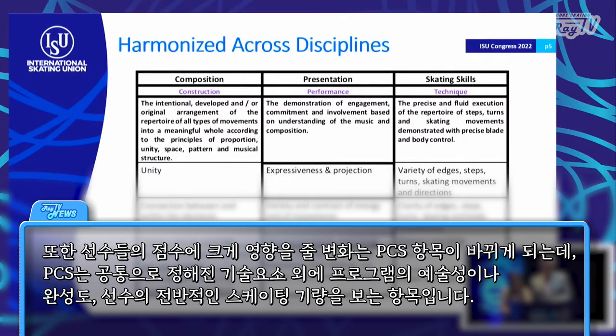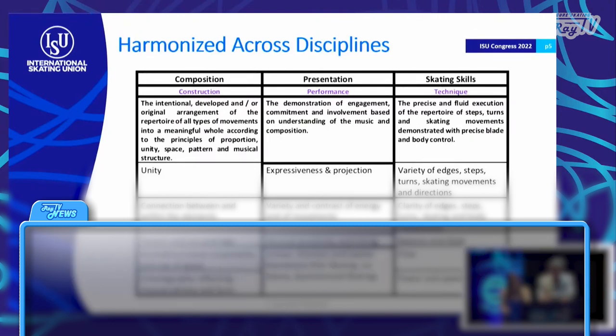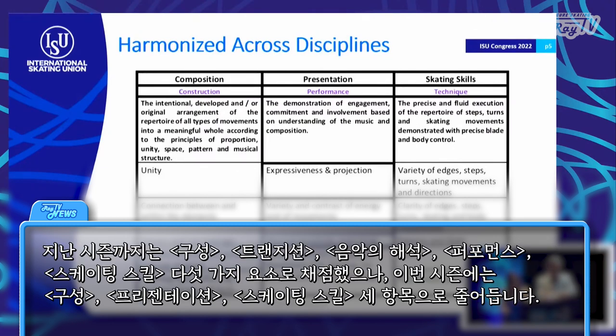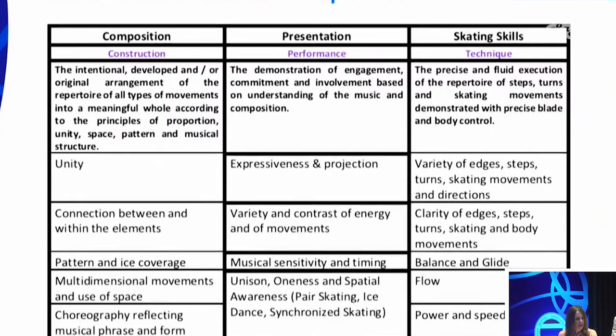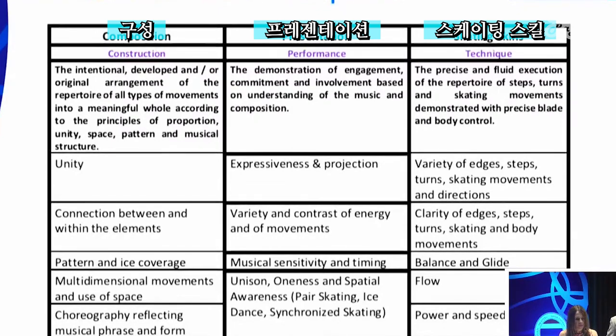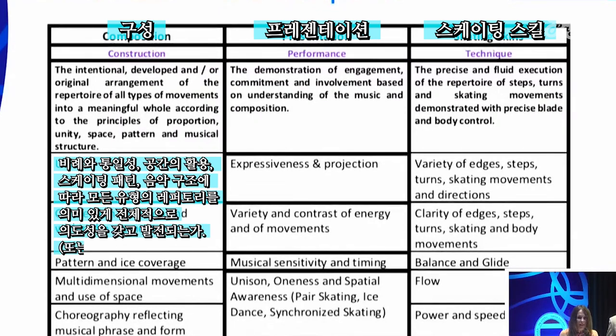In summary format, you can see the criteria of each component listed here. From a definition of composition, this is the construction of the program, or the intentionally developed and original arrangement of the repertoire of all types of movements into a meaningful whole according to the principles of proportion, unity, space, pattern, and musical structure, which are the criteria.